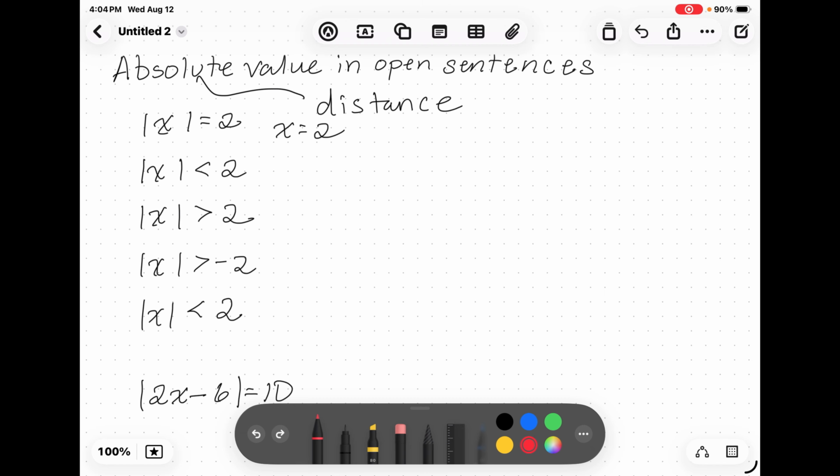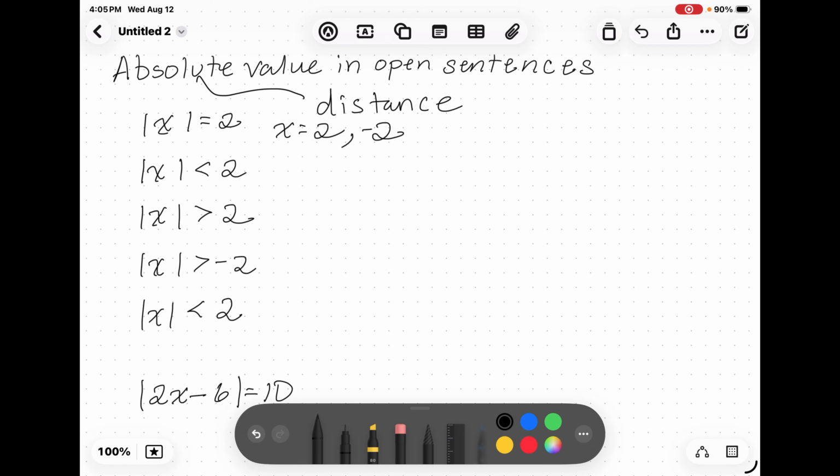And then based upon what we just looked at numerically with 5 and -5, could you also see that the absolute value of -2 is also equal to 2? So that would be my solution here. The solution to the absolute value of x equals 2 is 2, comma, -2. Both of those are solutions. Okay?